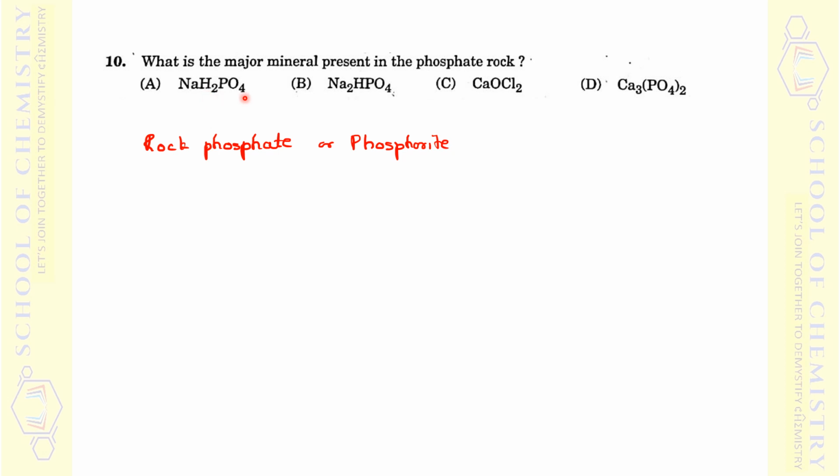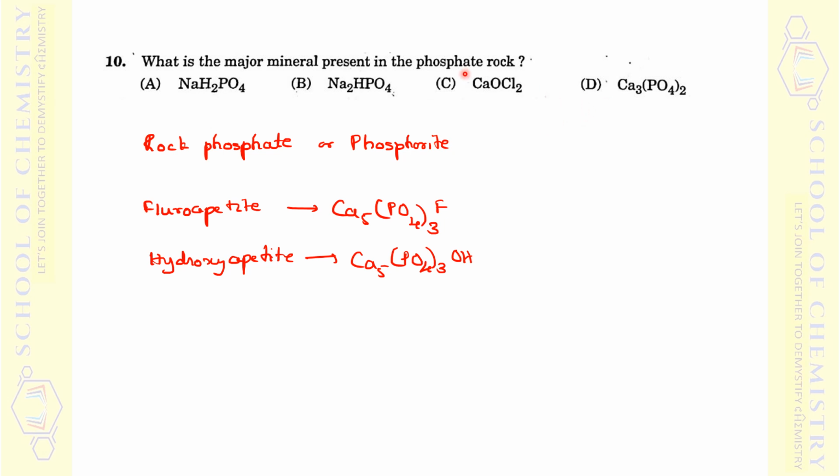So here it is nitrogen phosphate. Here again, sorry, not nitrogen, sodium phosphate. Here also it is sodium phosphate related. Here they have given calcium chloride and calcium oxychloride. And only in option D they have given calcium phosphate. So therefore this should be the answer.